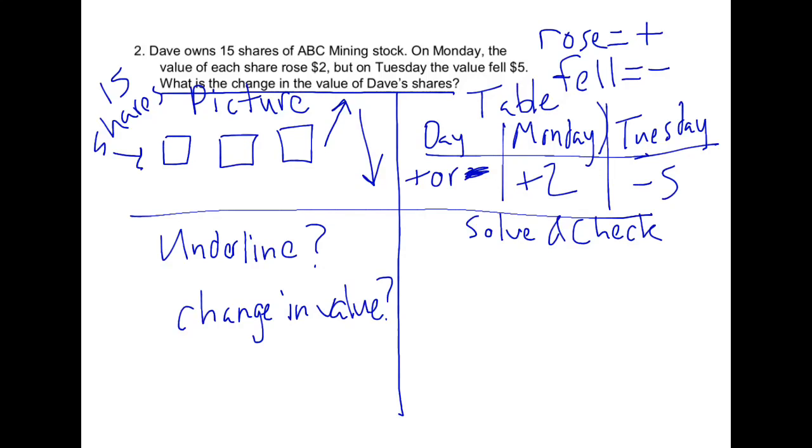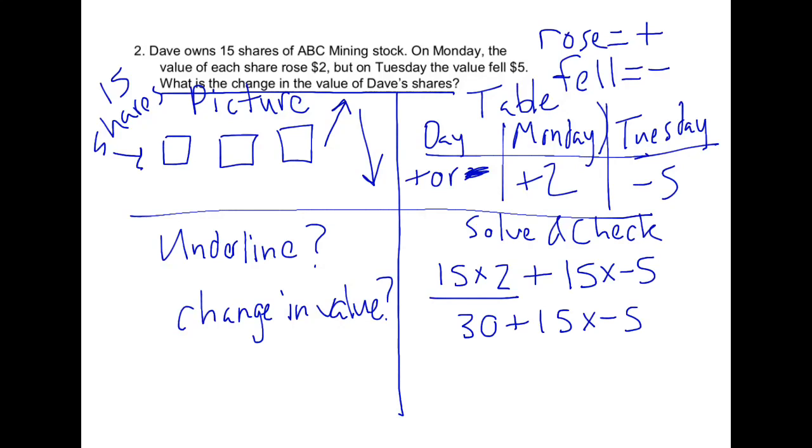So I have 15 shares times $2 because they rose, plus 15 shares times negative $5 because each share fell $5 on Tuesday. So whenever I'm adding and I've got multiplication, I need to do the multiplication first. So 15 times 2 is 30, and I have 30 plus 15 times negative 5. Next I need to do the multiplication before addition.